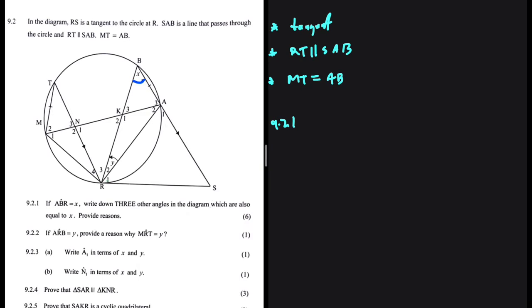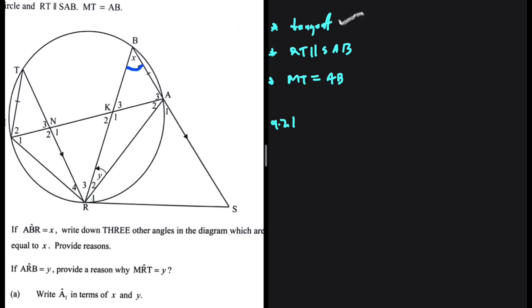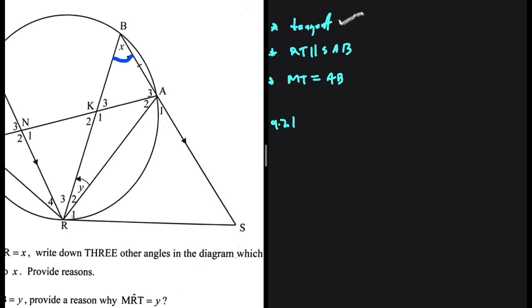9.2.1. We want 3 other angles that are equal to x while giving reasons. So let's go ahead and try our first keyword, which is the tangent. Well, angle x is subtended by chord RA. But between chord RA and our tangent RS, there's an angle R1. We have the tan chord theorem right there. So we can say that R1 is equal to x because of the tan chord theorem. So we have used our first keyword to find an angle that is equal to x.